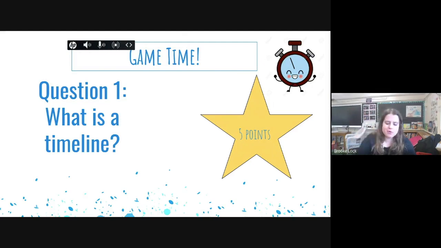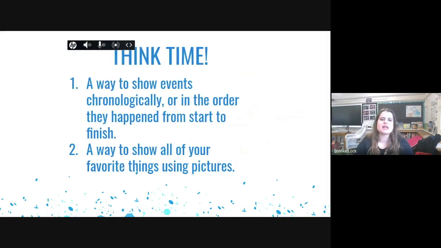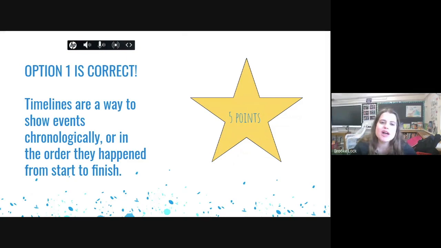All right, for 5 points, is a timeline 1, a way to show events chronologically, or in the order they happen from start to finish? Or is a timeline number 2, a way to show all of your favorite things using pictures? Option number 1 is correct.